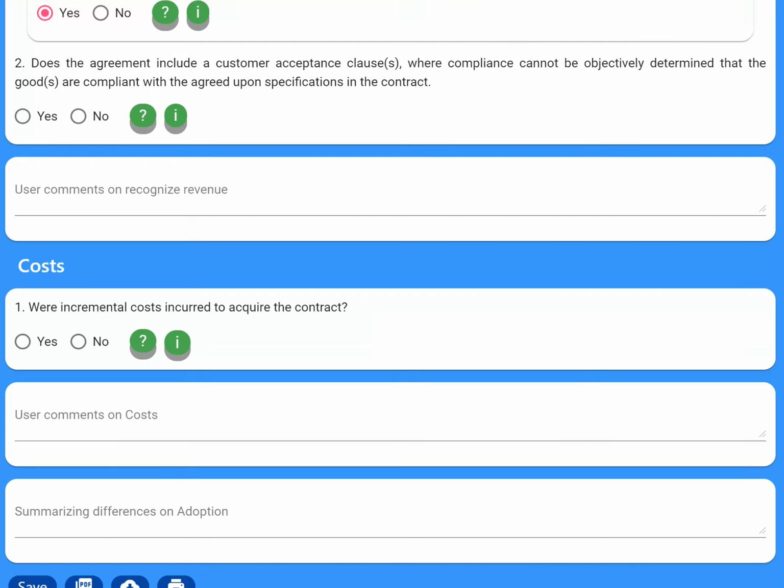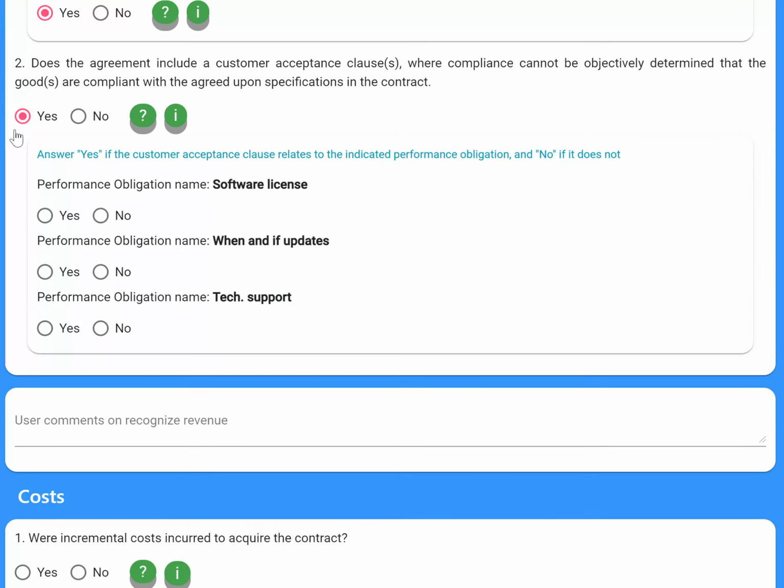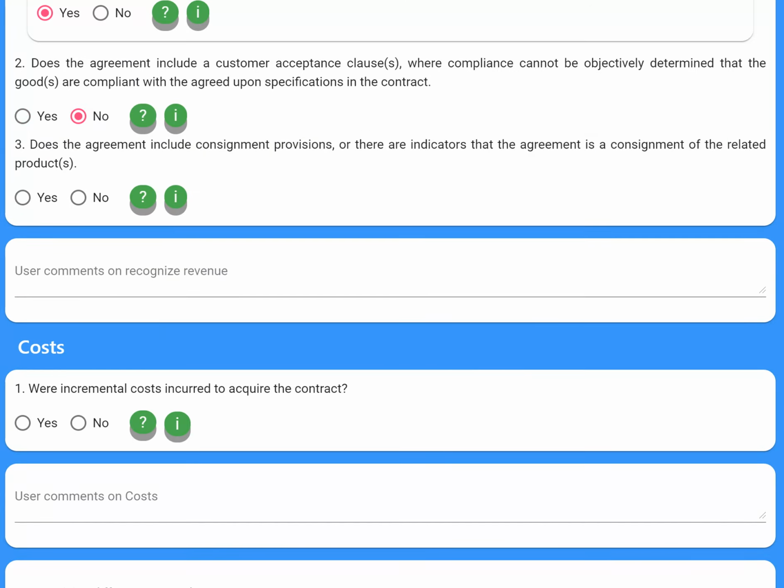However, if you cannot objectively determine whether acceptance will be received, then it could impact revenue recognition. So once again, if you said yes, there's a customer acceptance clause, and you cannot objectively determine whether or not acceptance will be received, then you would be prompted to identify which performance obligation this scenario applies to. I'm going to say no, just so we can proceed with the analysis.